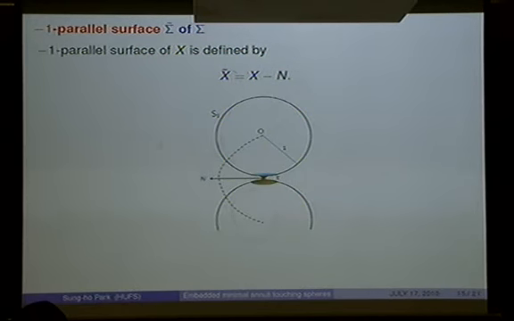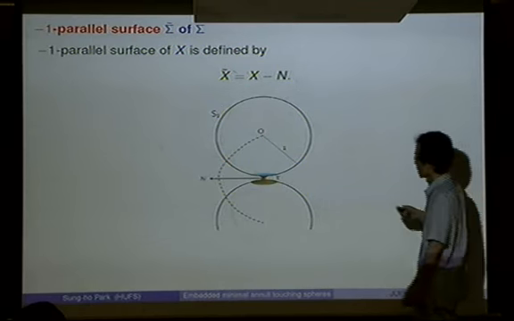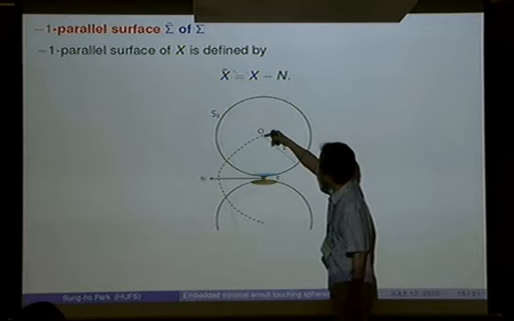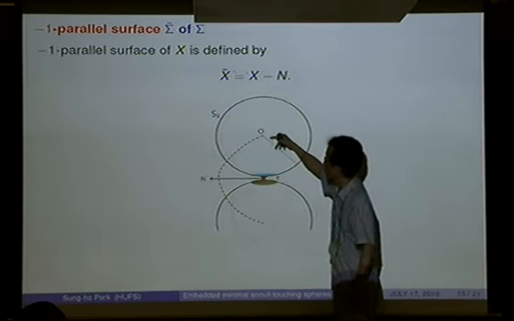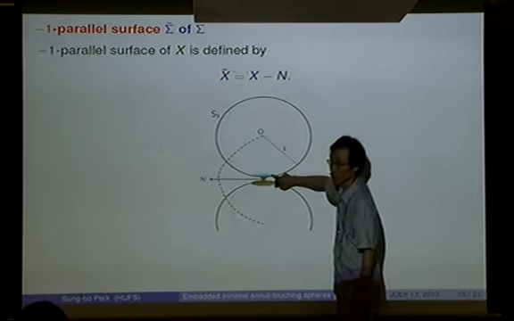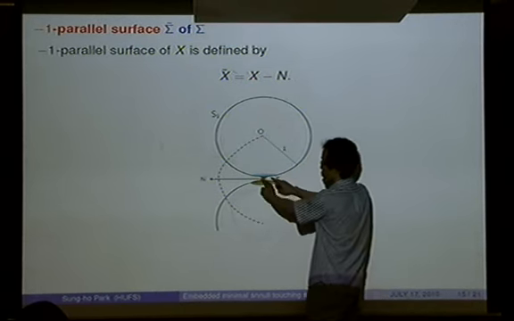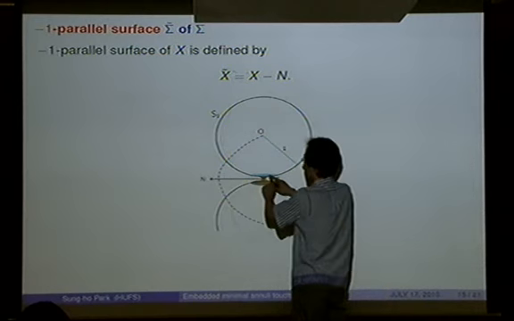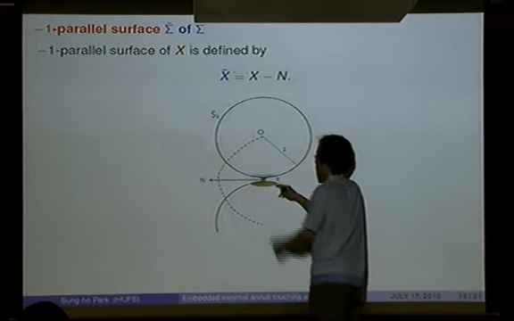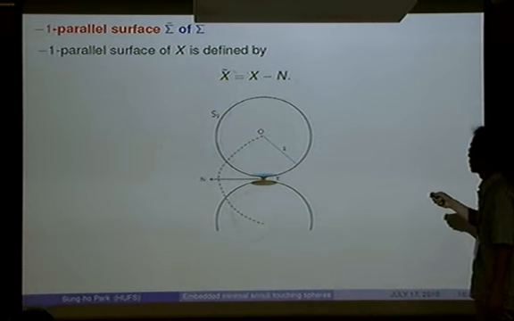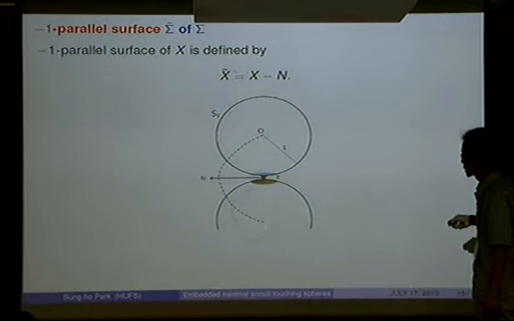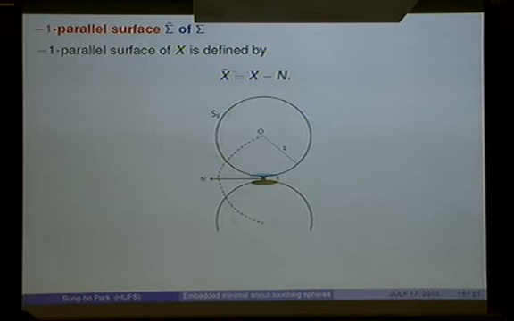The -1 parallel surface is defined by this equation. So if I take the center of S1 as the origin of R3, then x goes like this, and n was pointing outward, outside, then I go in this direction again. So the x tilde may look like this, in some sense.